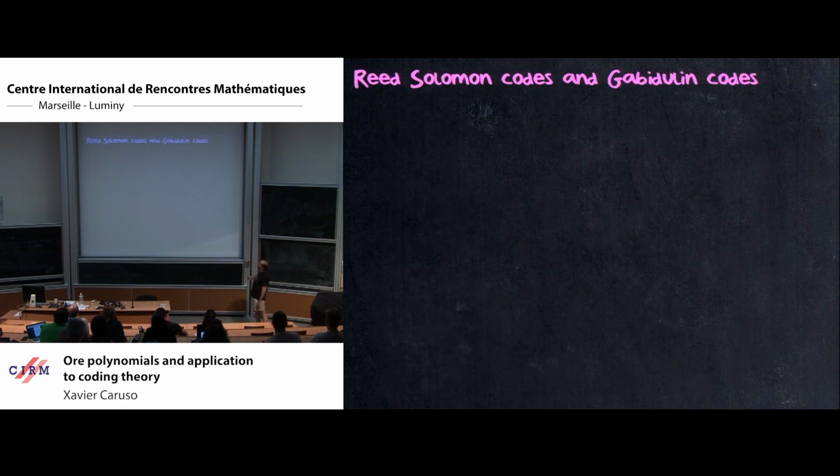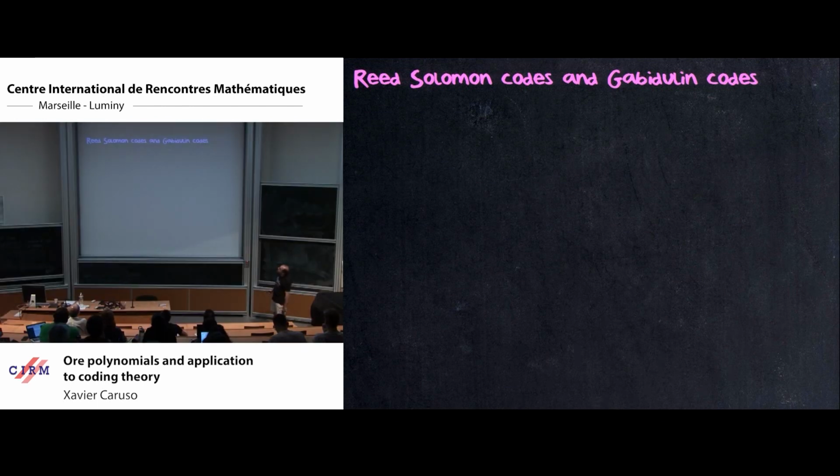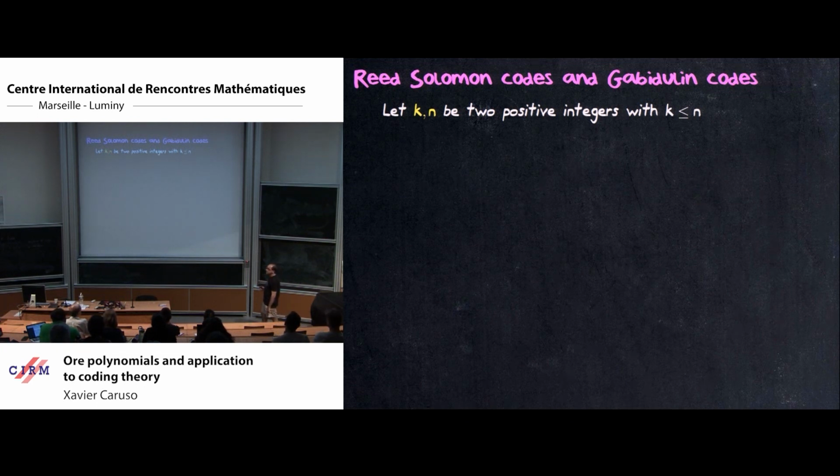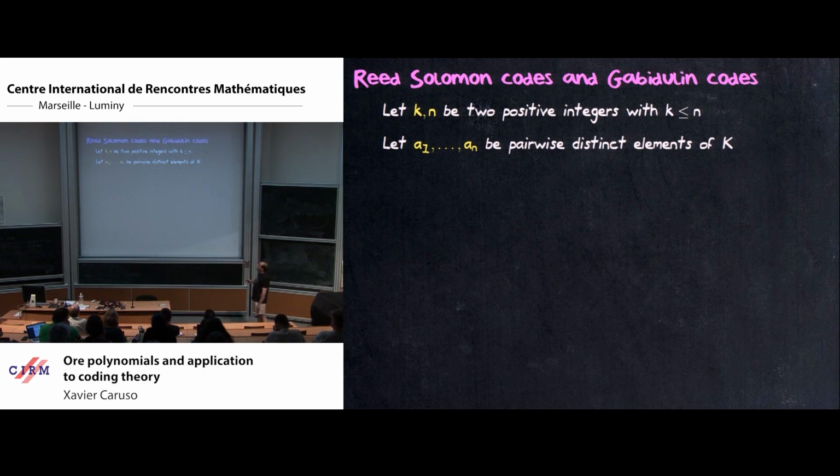So now I want to give you a very classical construction of codes, which are Reed-Solomon codes, which are very important in the theory. So the setting is the following. We have k and n, two positive integers with k less than or equal to n, but in general k will be less than n. We consider a1, a2, a3, and so on until an, pairwise distinct elements of K. So it implies in particular that n is less than or equal to the cardinality of K. So if you're working over finite fields, then this gives some restriction.